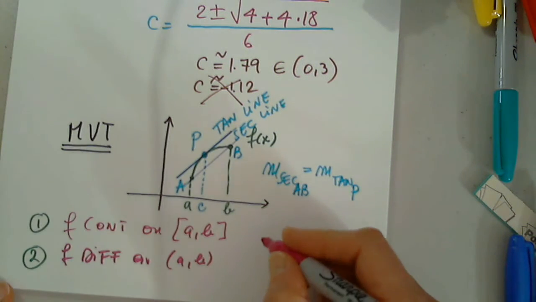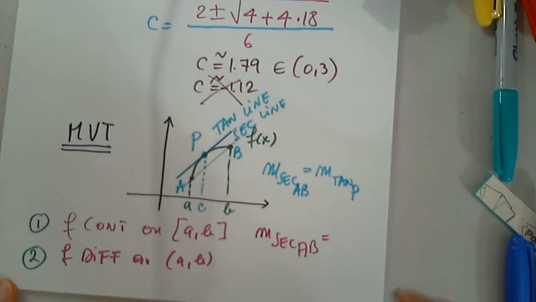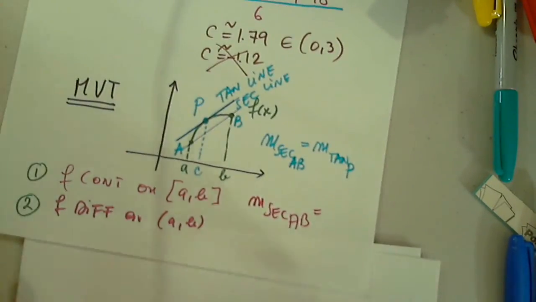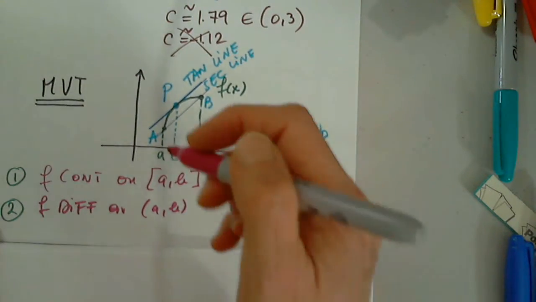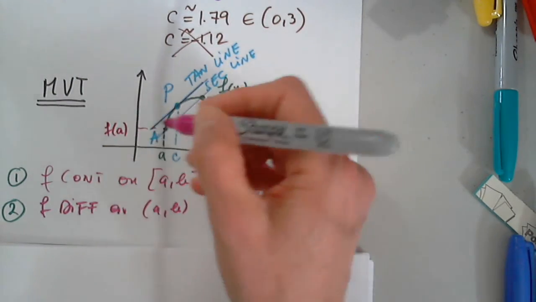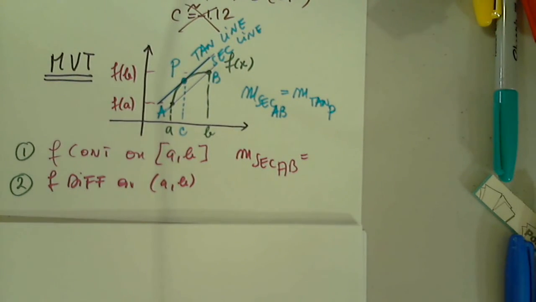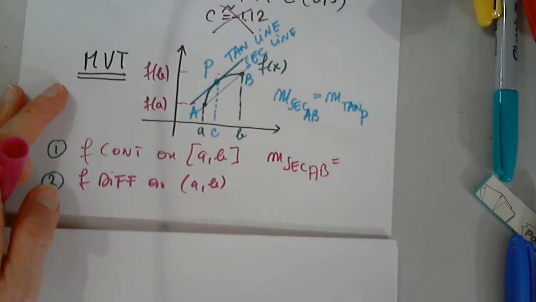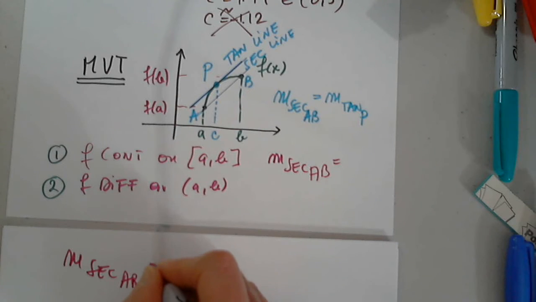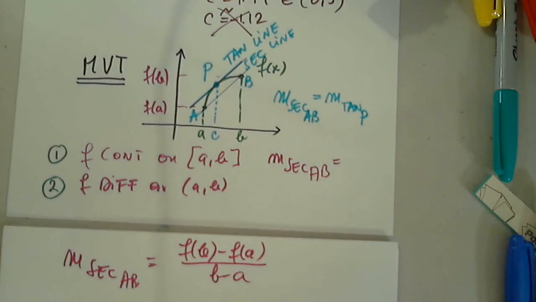Can anyone give us the slope of the secant line AB, if we know the points? Of course we do. It's (a, f of a) and (b, f of b), because we have the interval. It would be f of b minus f of a, all over b minus a. Thank you very much. Perfect.